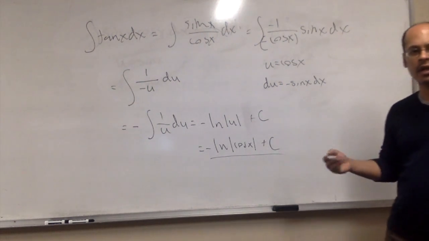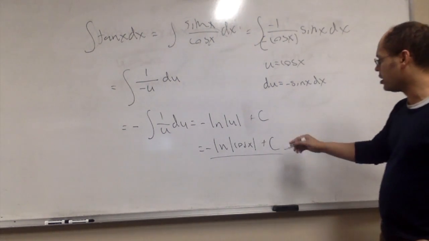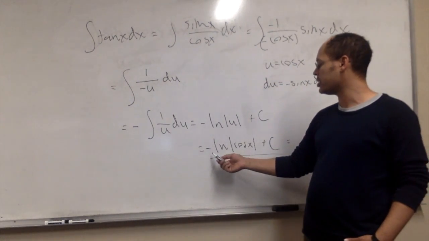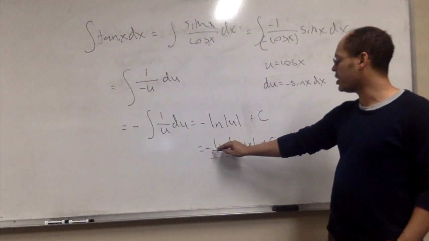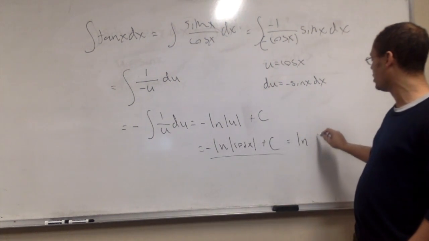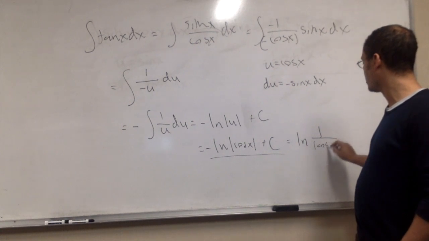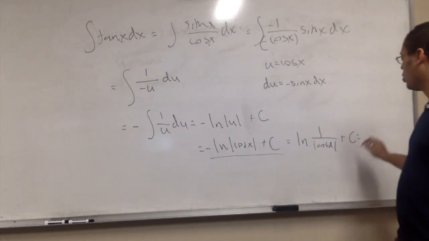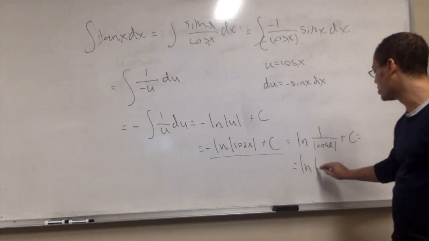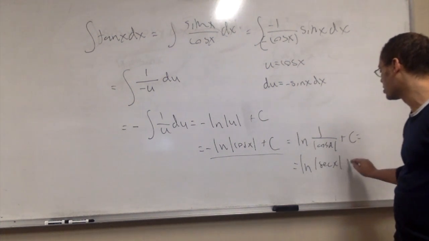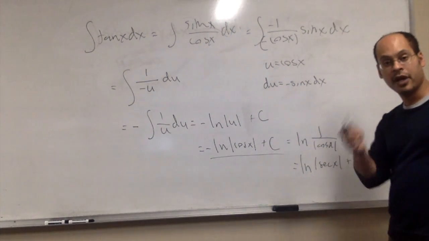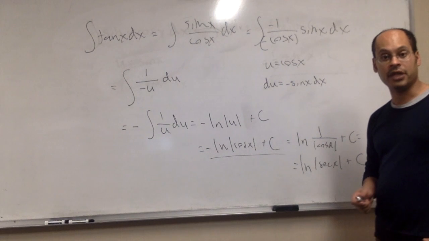Just for some reason, in a lot of calculus books, you'll find that this answer is also written by using the logarithm rules, which say that if you have a minus sign, this is like minus 1 times that, and that can go in the exponent there. So I can write this as the ln of 1 over the absolute value of the cosine. Or in other words, that's the logarithm of the absolute value of the secant, because that's what 1 over the cosine is. All of these are valid answers. They're all the same thing. And that is the integral of the tangent.